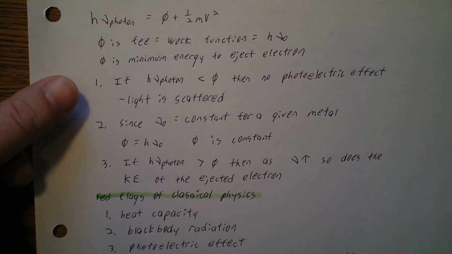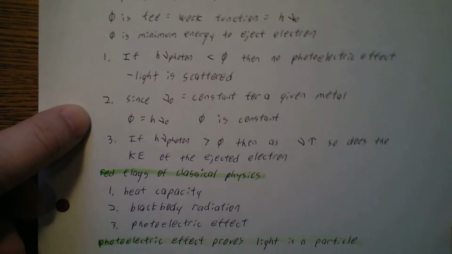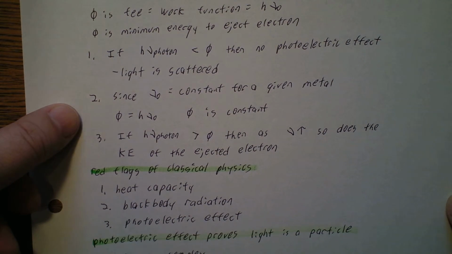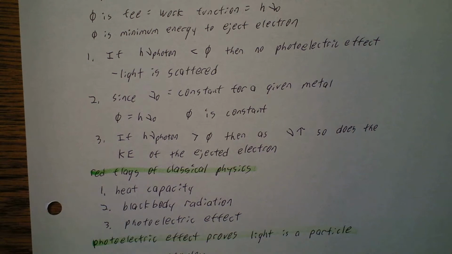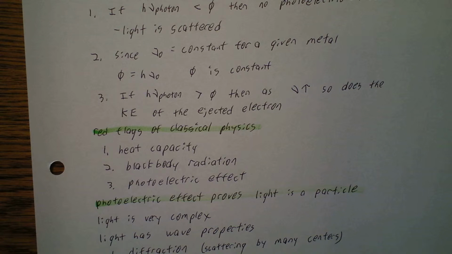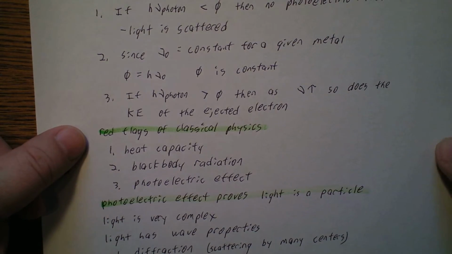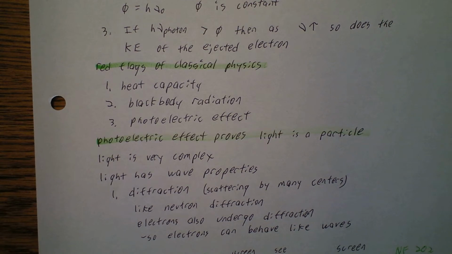One, if h nu of the photon is less than phi, then there is no photoelectric effect. The light just gets scattered. Two, nu naught is constant for a given metal, so phi is equal to h nu naught. Phi is constant. Three, if h nu of the photon is greater than phi, then as the frequency increases, so does the kinetic energy of that one ejected electron.